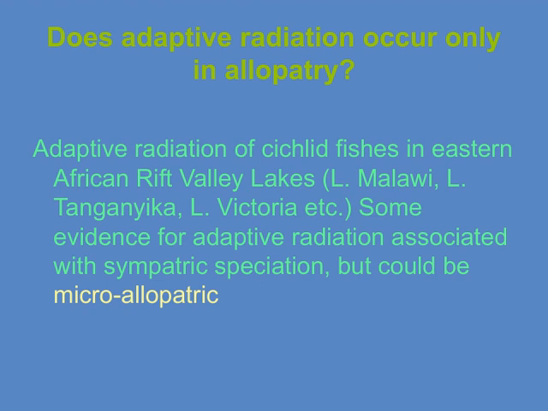Connecting this to the overall theme, it highlights that adaptive radiation is a flexible and complex process, capable of occurring under different geographic and ecological contexts, not just in strict allopatry. It broadens our perspective on how biodiversity can evolve rapidly in various settings.